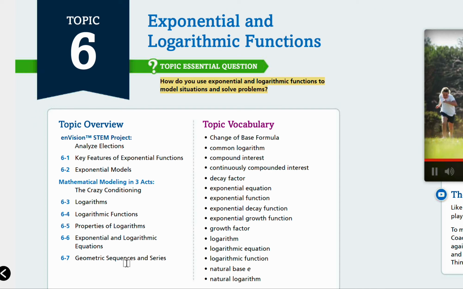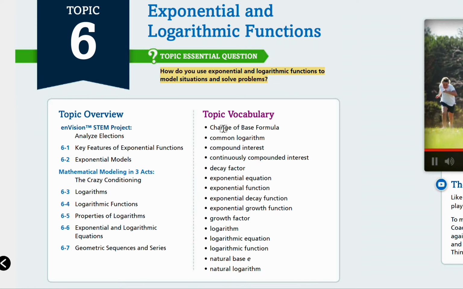We have 7 lessons total in this topic, starting with key features of exponential functions, exponential models, and then moving on to logarithms and log functions, properties of logs, exponential and log equations together, and geometric sequences and series in relation to the exponential and log functions.